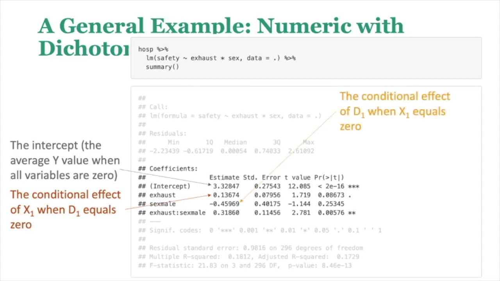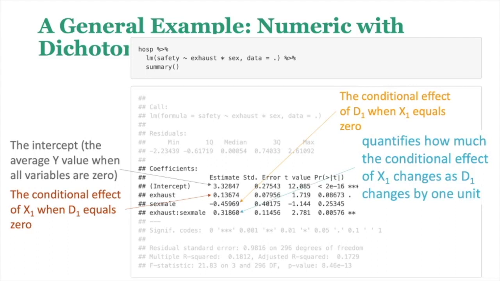Similarly, the sex male is the conditional effect of D1 when X1 equals 0. So when you're not exhausted at all, in other words, exhaust is 0, then males commit 0.459 safety protocol violations less than females do. So when there's no exhaustion, males, although it's not significant, are slightly lower than females in how many safety protocol violations they have.